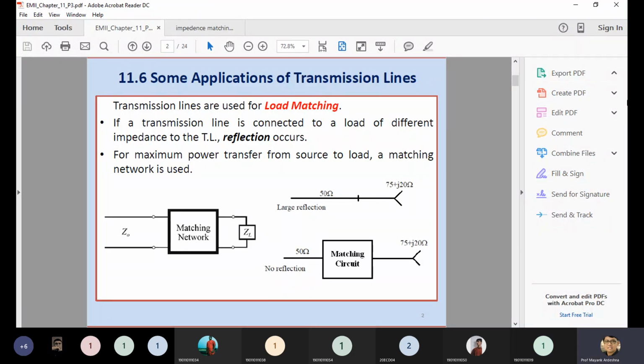So I think this is the last lecture of this particular syllabus, and the last topic we discuss is load matching and using the Smith chart, how we can match the load impedance to any kind of transmission line impedance. These are some examples where you can add some network, using different methods, which may be utilized for the matching between ZL and Z0.